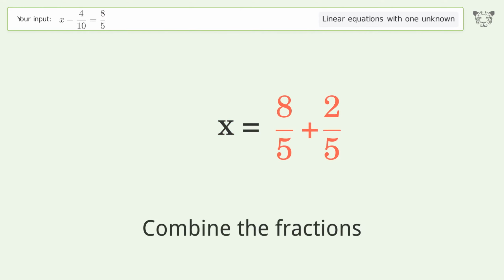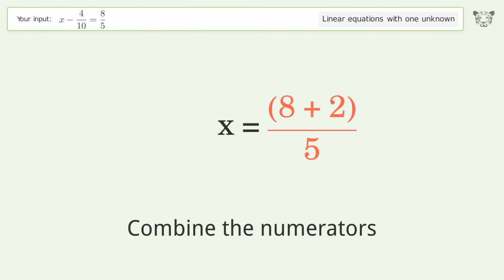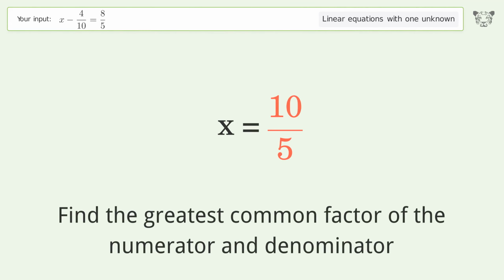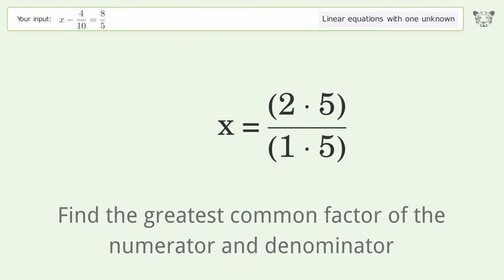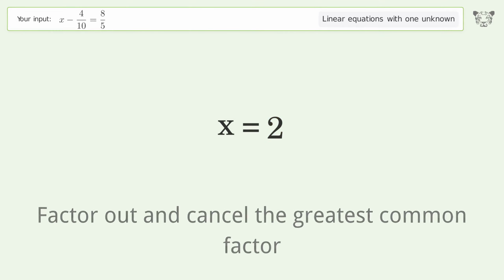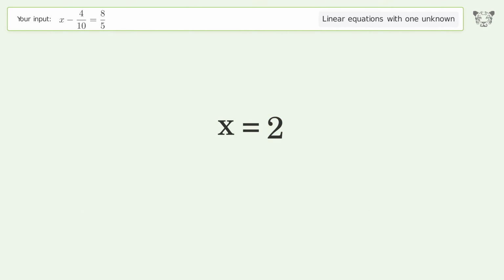Combine the fractions. Combine the numerators. Find the greatest common factor of the numerator and denominator. Factor out and cancel the greatest common factor. And so the final result is x equals 2.